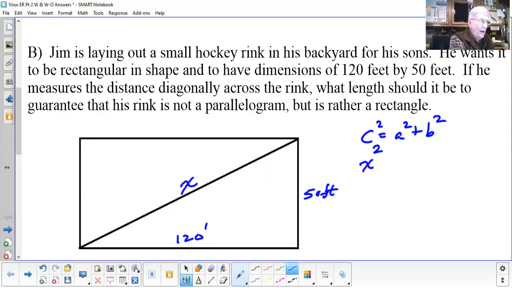So if I square x, it should be equal to the altitude here, or a. All right, I wrote 15 down there. I don't want that. I want 50, right? So let's change that. So it'll be 50 squared plus the base of the rectangle, which is 120 squared.